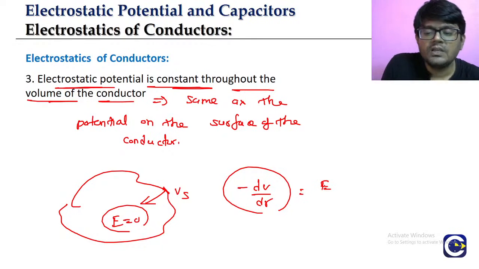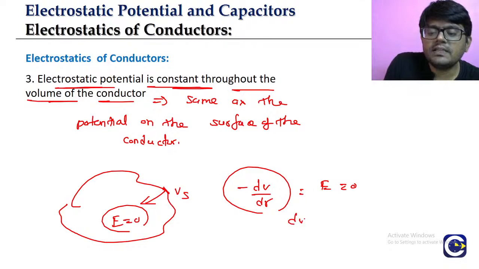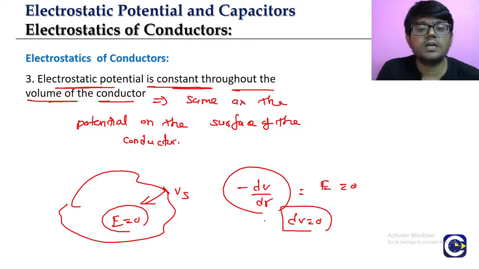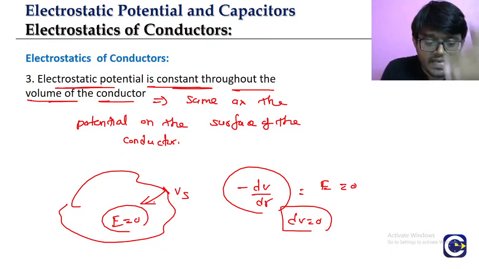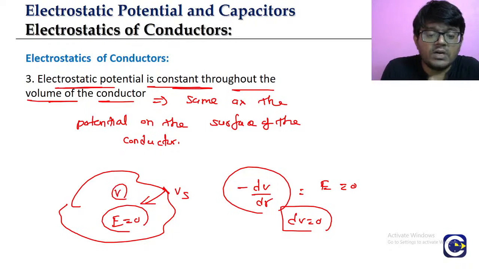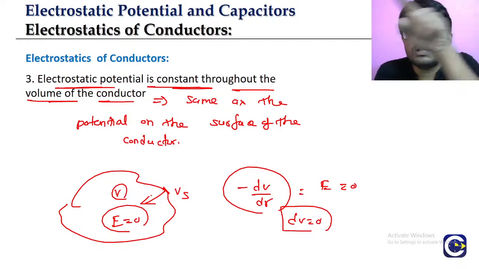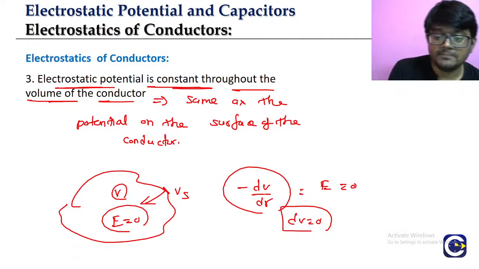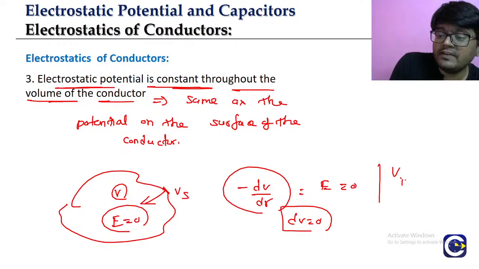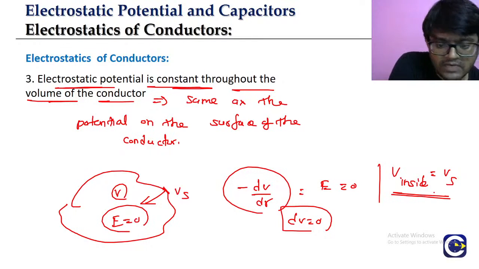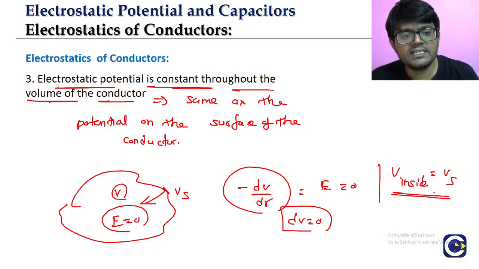Is that right? So E is 0 means dV is 0, which means what? There is no change in potential, no potential difference. Wherever you go inside from the surface, whatever point you take, the potential everywhere will be the same, which is equal to the potential on the surface of the conductor. Okay? So this is another interesting point.